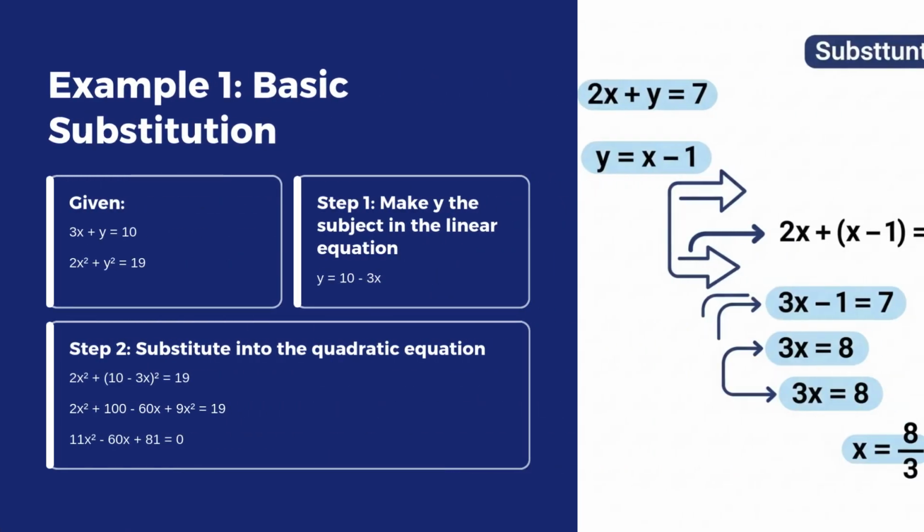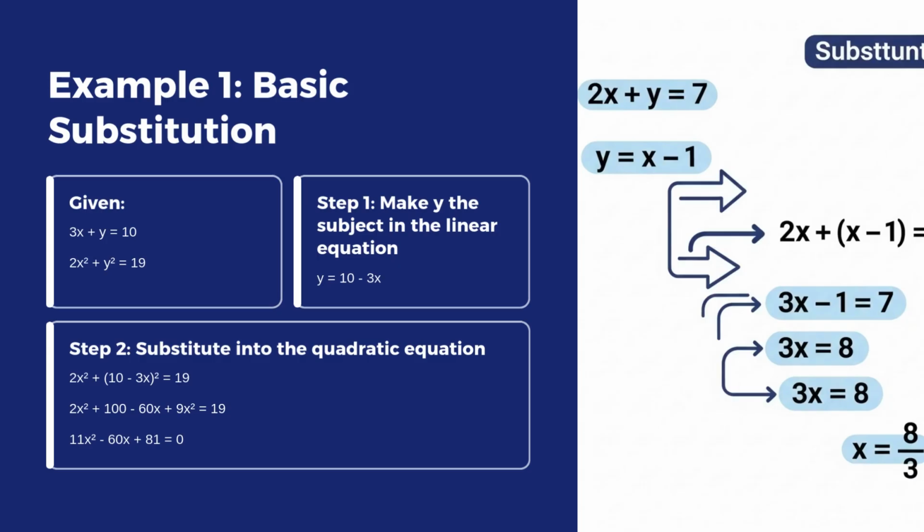Example 1. Basic substitution. Given equations: 3x plus y equals 10, 2x squared plus y squared equals 19. Step 1. Make y the subject in the linear equation. From the first equation, 3x plus y equals 10. Subtracting 3x from both sides gives y equals 10 minus 3x. This is obtained by isolating y in the linear equation.